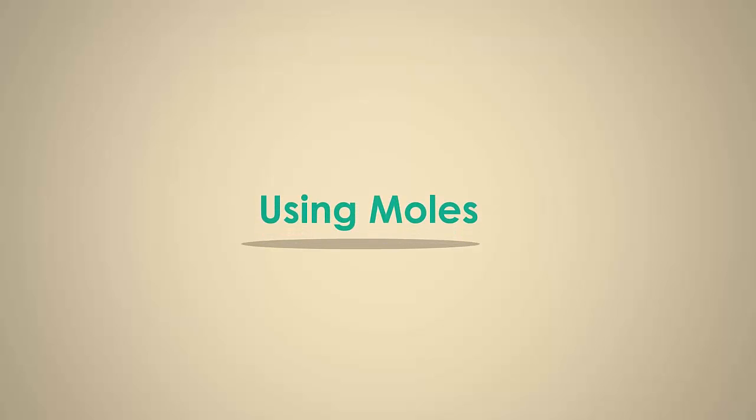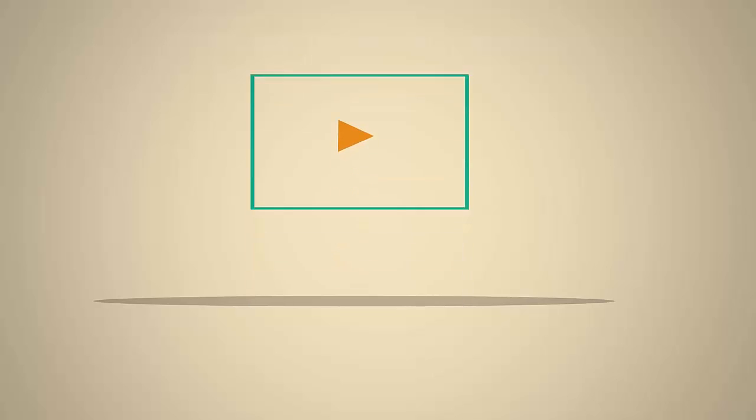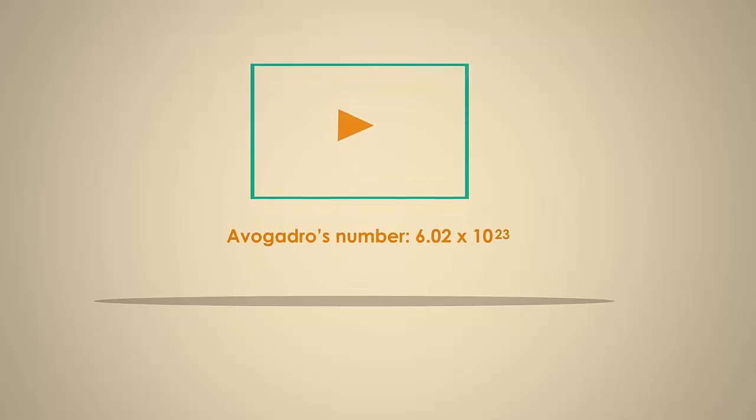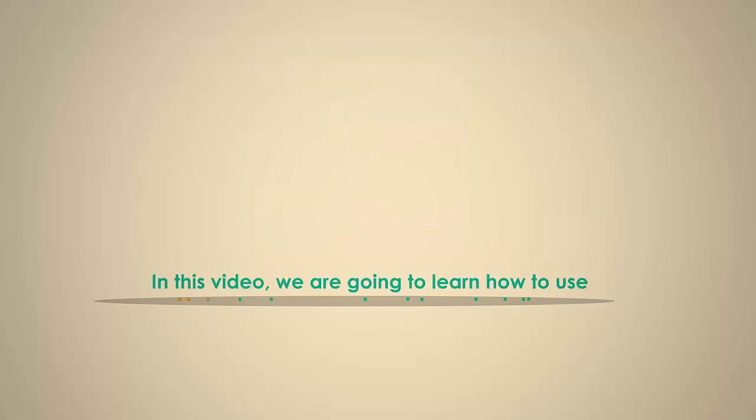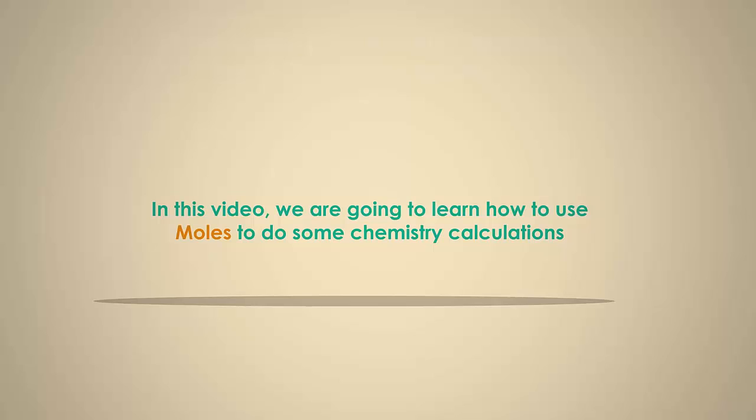Using moles. You should already have met Avogadro's number, 6.02 times 10 to the 23, which describes what is known as 1 mole, or 12 grams of carbon atoms. In this video, we are going to learn how to use moles to do some chemistry calculations.